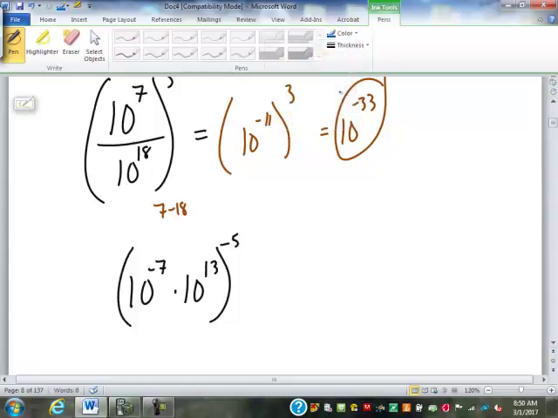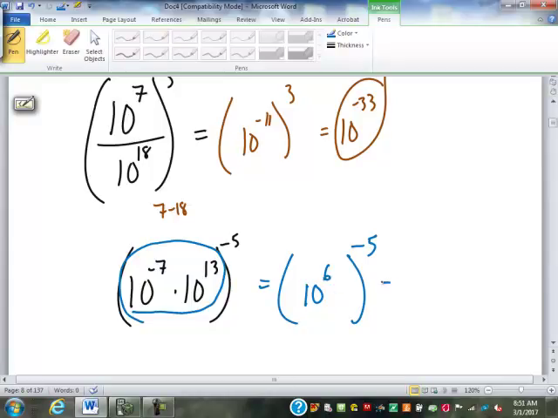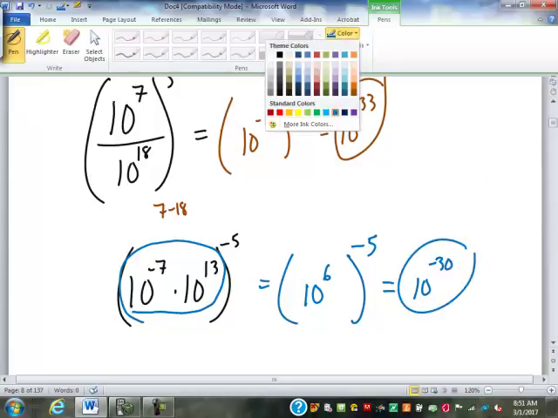Where do I start here? Obviously in the parentheses. 10 to the negative 7th times 10 to the 13th is going to be 10 to the what? 6th. 10 to the 6th to the negative 5th power is 10 to the negative 30. Very good.